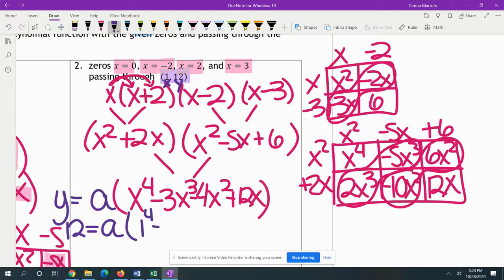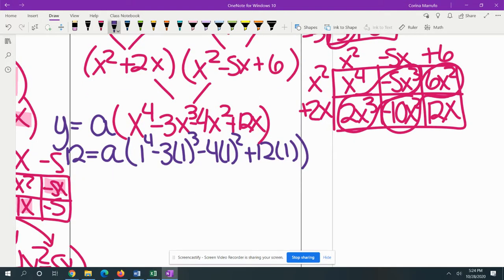So 1 to the 4th power minus 3 times 1 to the 3rd power minus 4 times 1 squared plus 12 times 1. Okay, and I'm going to put all of that in my calculator exactly the way you see it. Let me go ahead and take out my calculator real quick. This gives me 6. So it gives us 12 equals a times, and everything in the parentheses gave me 6.